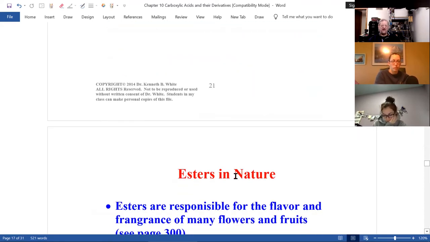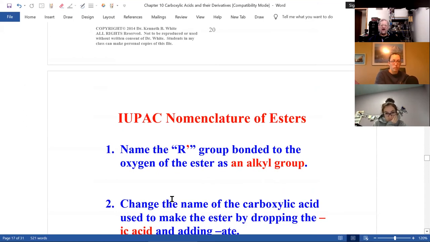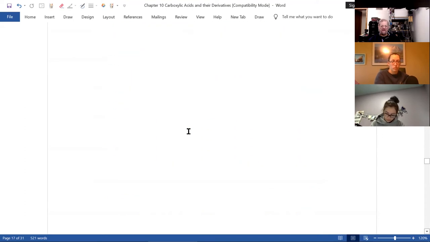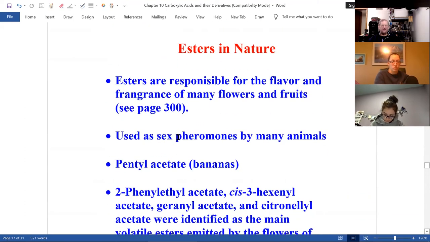Now, there's a second way I'm going to teach you that a really ingenious Chem 170 student years ago came up with. I said, except for one case, it works all the time. But before I do that, let's talk about esters in nature first.